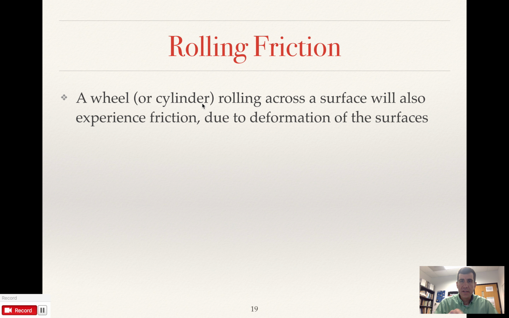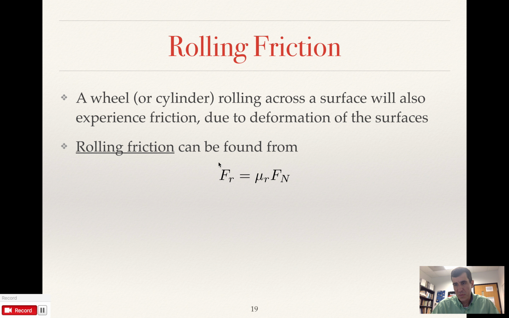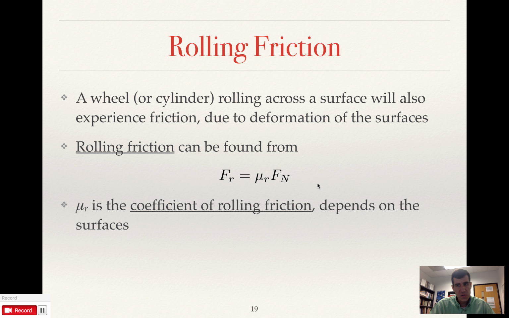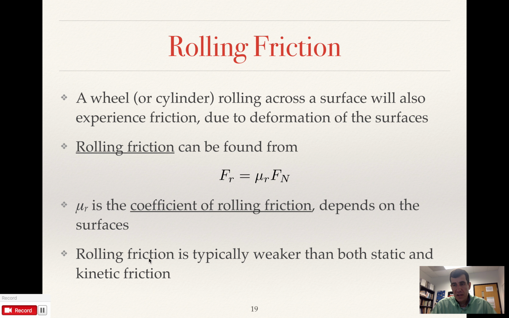Okay, so the final one is rolling friction. So here if you have a wheel or a cylinder of some sort, since the surfaces are going to deform a little bit, again imagine these little molecules connected by springs that are going to compress a bit, this rolling motion is going to experience friction. We can parameterize this very similar to the other types of friction. So F sub r is the rolling friction, and again it's a mu sub r now, a constant, times the normal force, where mu sub r is the coefficient of rolling friction. And again, it depends on the surfaces.